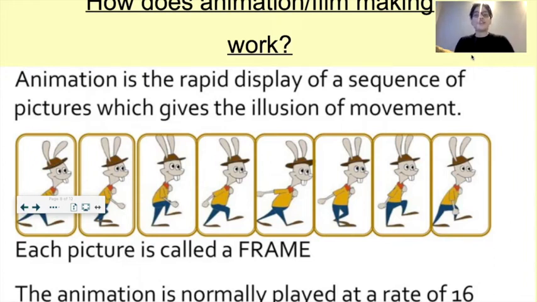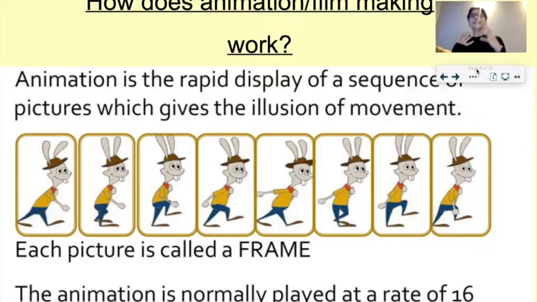So how does animation and filmmaking work? Animation is the rapid display of a sequence of pictures which gives the illusion of movement. So you know how in today's day and age we have movies that we watch? In the olden days, they didn't have movies. So the way in which they watched movies was by putting a series of pictures, one after the other, and moving them around really, really quickly in chronological order to make it look as if they're watching a movie. But in fact, they were just looking at a sequence of pictures.